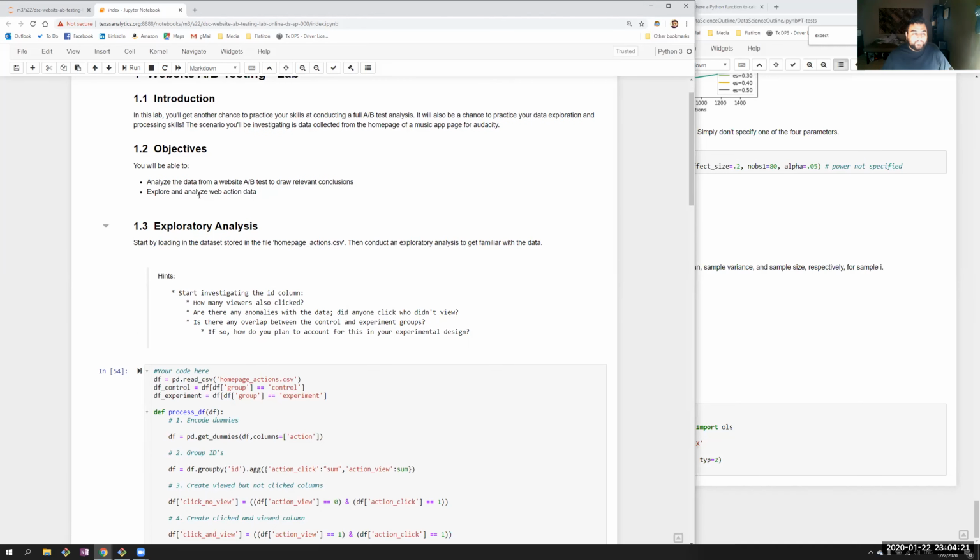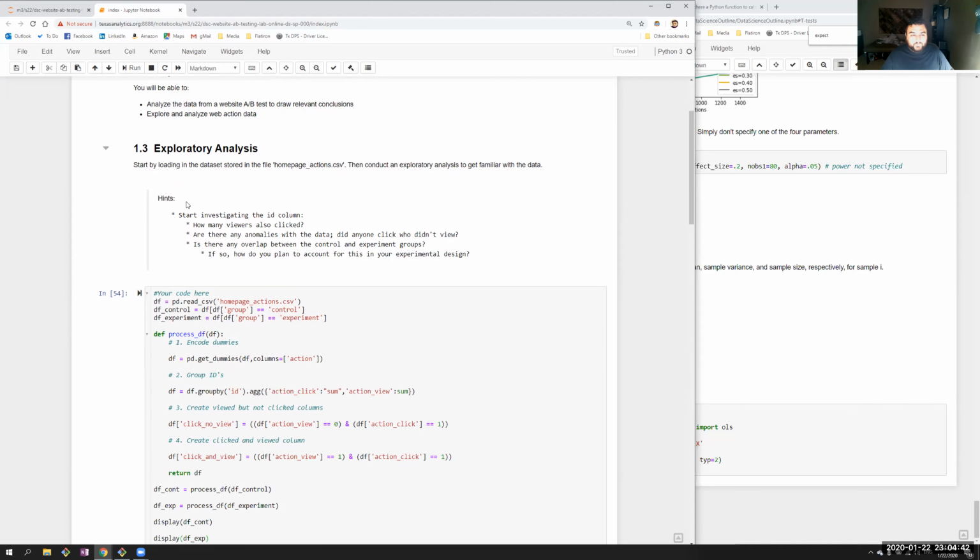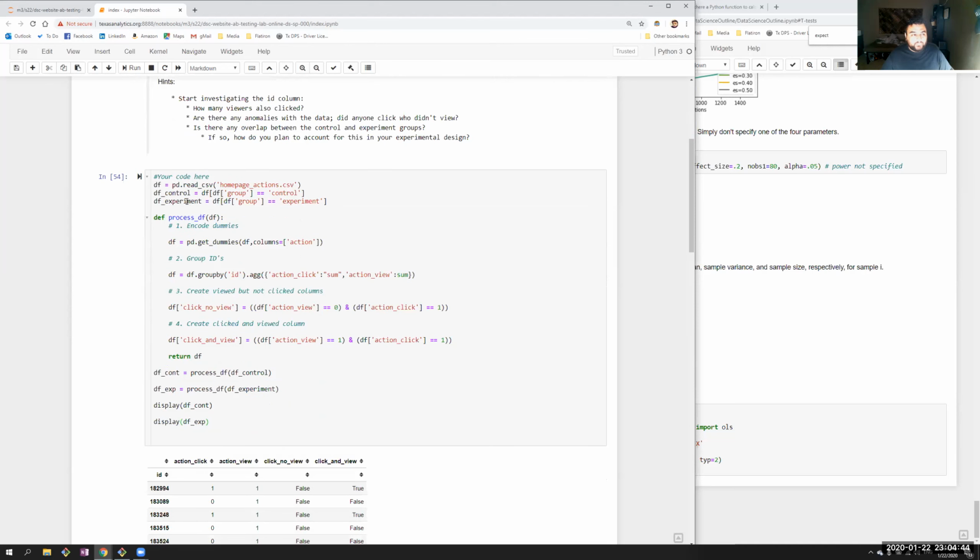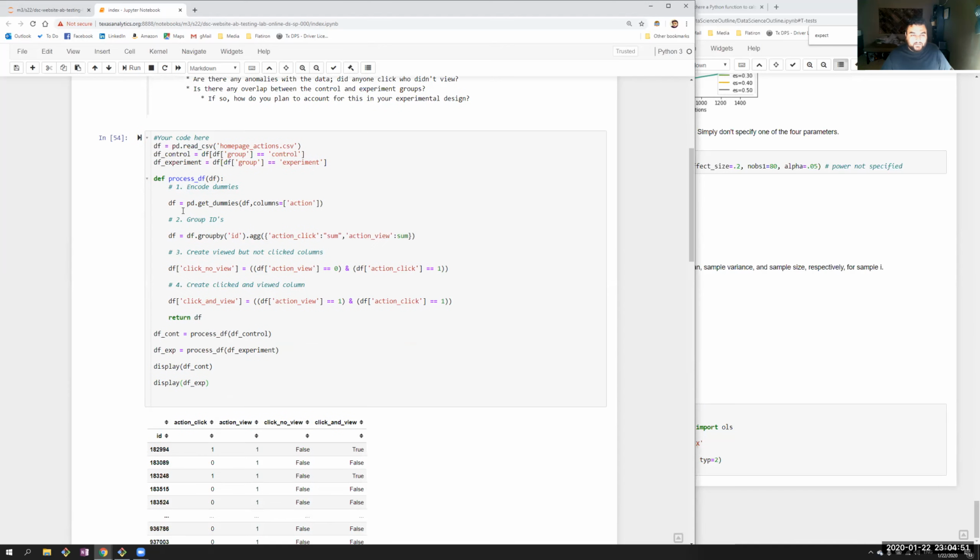So, okay. We have data on a website. It keeps track of unique ID numbers of visitors and all the actions that they took. There are two types of actions: they can either view or click or both, and they can belong to either the control group or the experimental group. For the exploratory analysis, I first did a messy back and forth exploration, and I just cleaned it up in this line of code. Let me walk you through what this does.